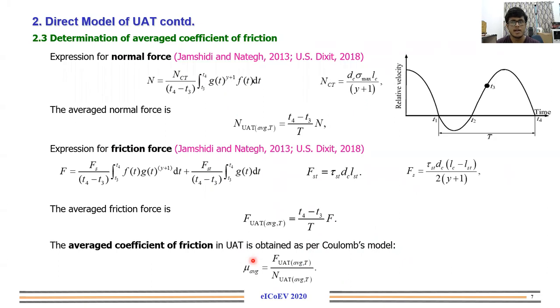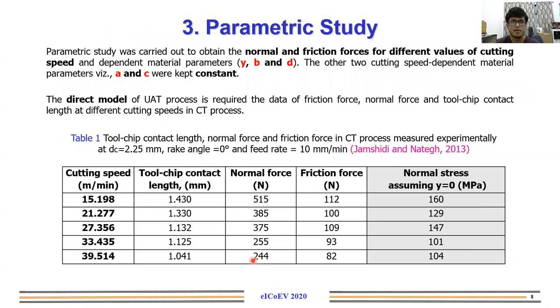At this point, we have completed the direct model, and we'll proceed with the parametric study. The parametric study is necessary so that we can know that we can perform an inverse model on this process. As you can see, we have taken Y, B, and D as the parameters which will vary, and we'll keep A and C constant as they don't affect the process that much.